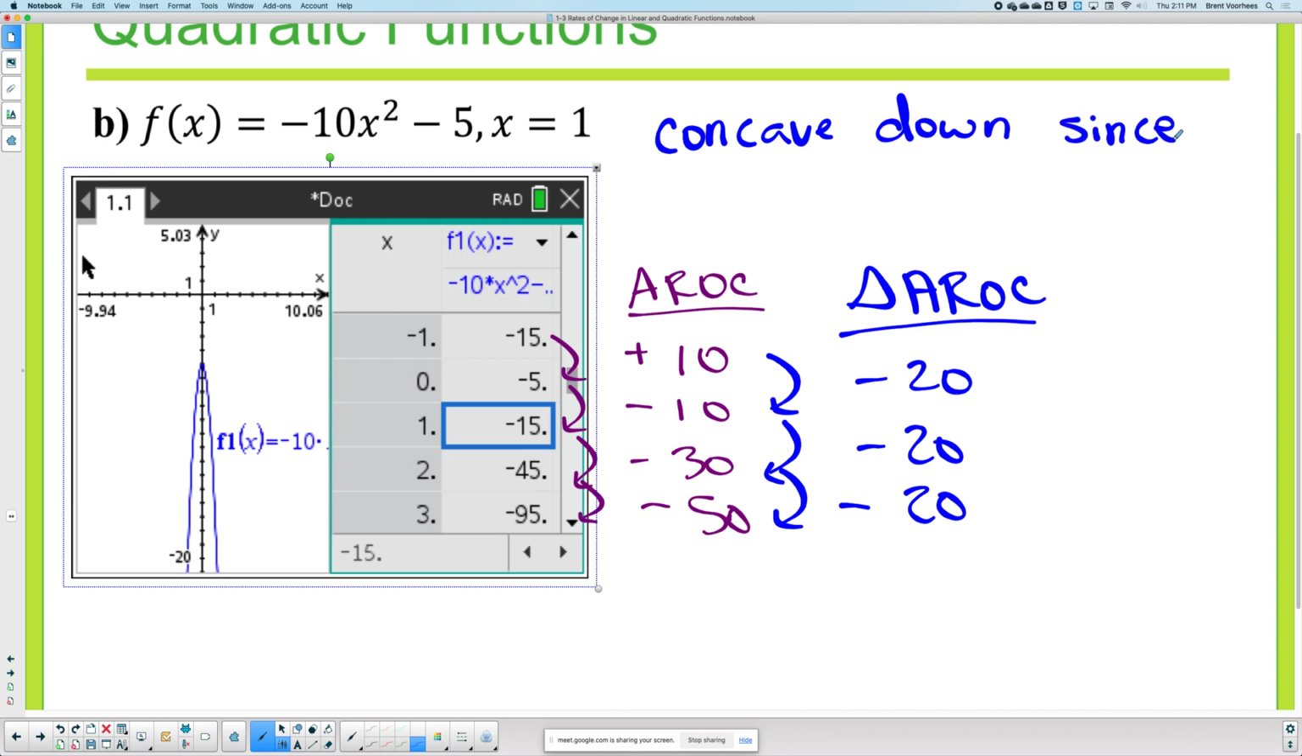Since the change in A-rock, what does A-rock stand for? Average rate of change equals negative 20, which is less than 0. Got the pattern down? How we do this? Okay, now let's try to complicate things.